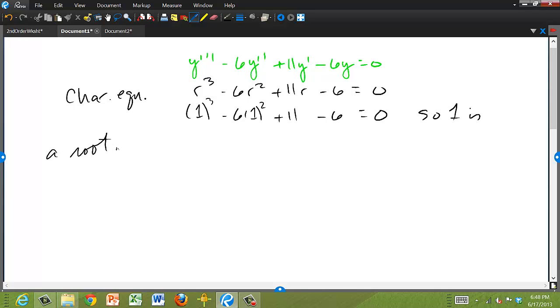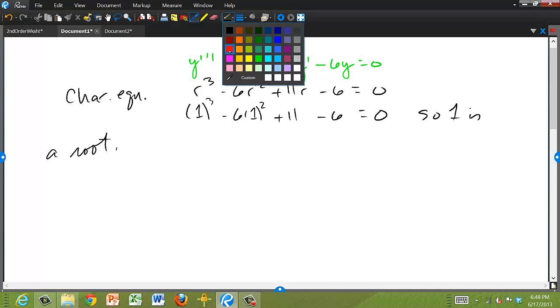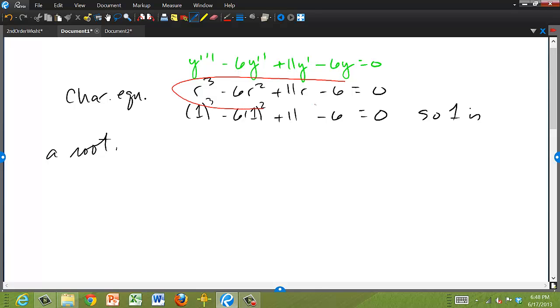All right. And so now you know that the polynomial on the left side factors as r minus 1 times something.